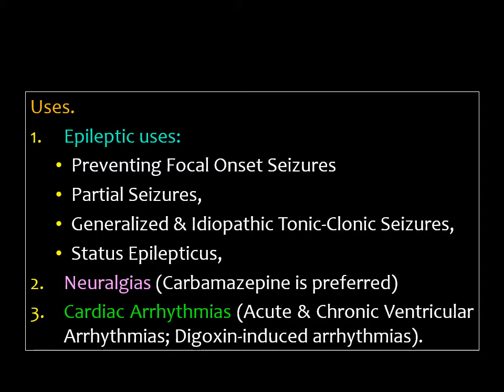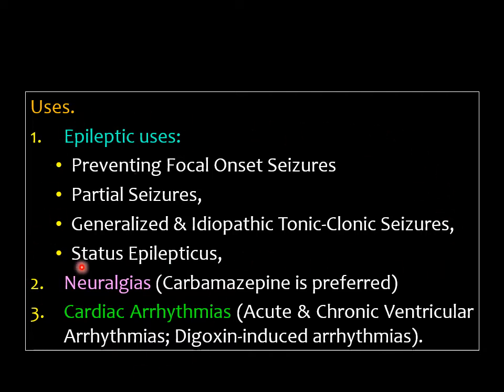As far as the uses are concerned, first of all, epileptic and non-epileptic uses. Epileptic uses include prevention of especially focal onset seizures, and as we have seen before, partial and generalized tonic-clonic, even if idiopathic origin is there. And it is one of the most important drugs useful in status epilepticus. So these were the epileptic uses.